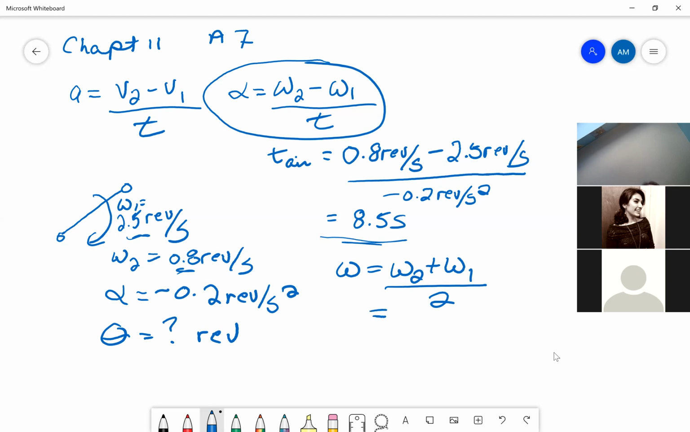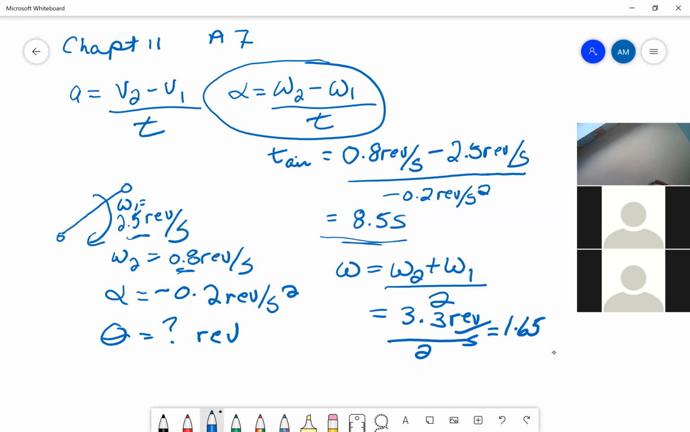This is a different way than I did it before. I'm just trying to show you that there's multiple ways of doing this, and then I will show you the easier way of doing it, because you can do it in one shot. So that's 3.3 revolutions per second over 2, 1.65 revolutions per second.